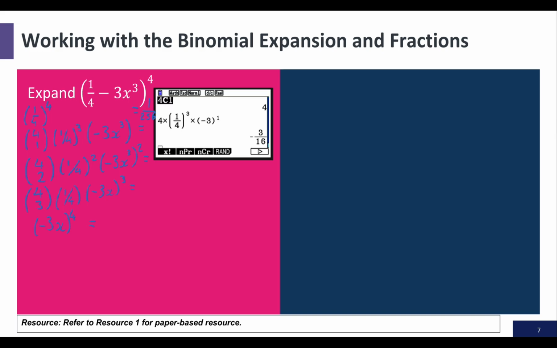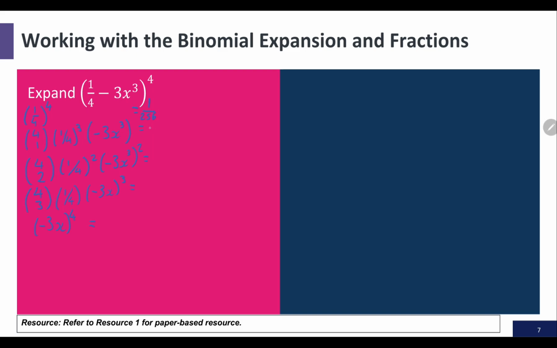There it is. So 4 choose 1 is 4, multiplied by a quarter cubed, multiplied by minus 3 to the power of 1. You don't need the 1 in here if you don't want to. So what's that going to come out as? Minus 3 over 16. And it's going to be an x cubed because that's an x cubed term there.